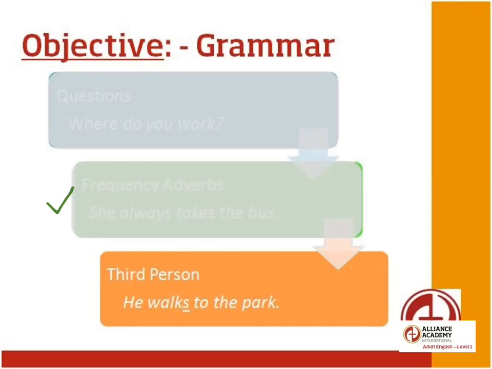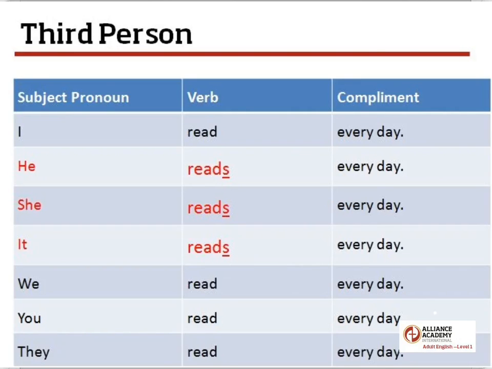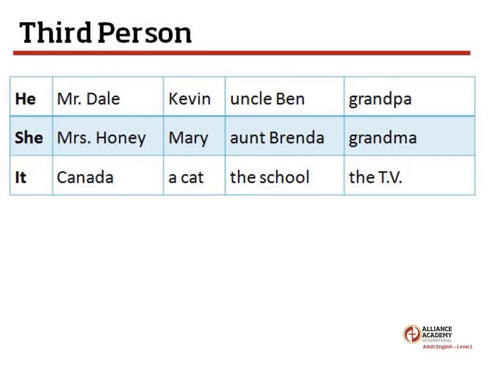Let's just take another quick look at third person and how to use it correctly. Remember, the third person subject pronouns are he and she and it and variations of it. For example, Mr. Dale or other examples. So here's some examples. I read. And the important thing here is that we put the S on the verb with he, she, and it. So we would say he reads, she reads, and it reads. Remember, present tense describes something that happens every day or is a routine.